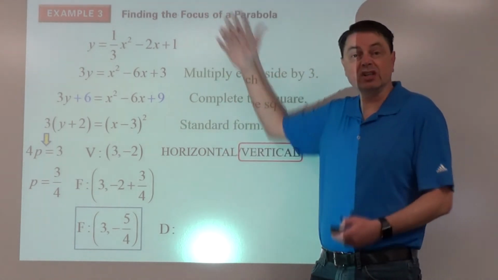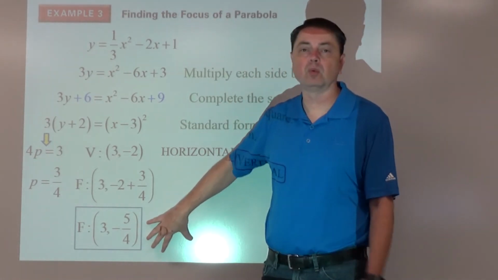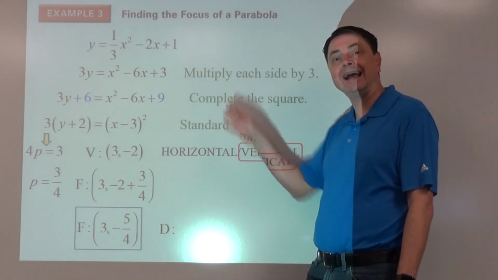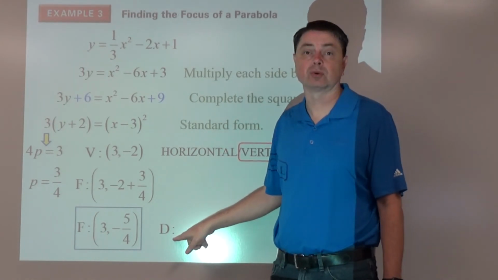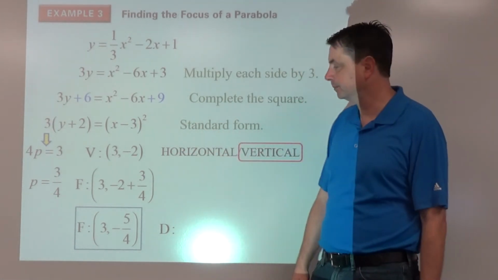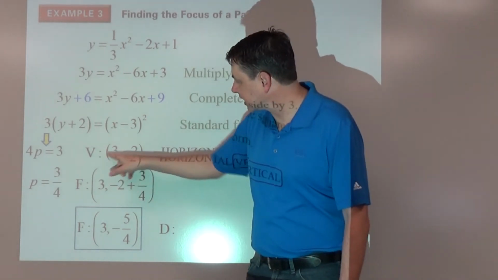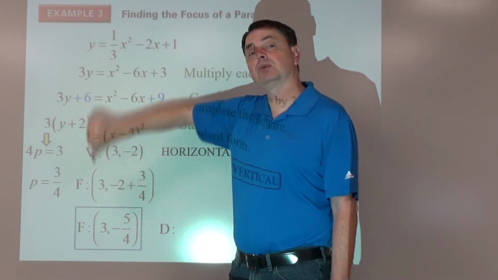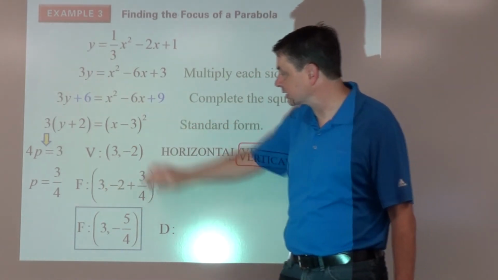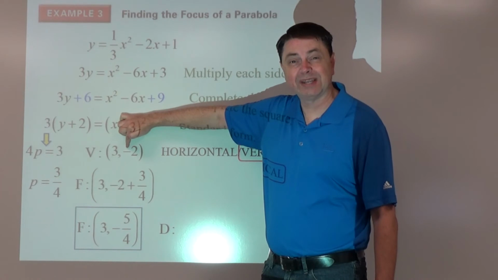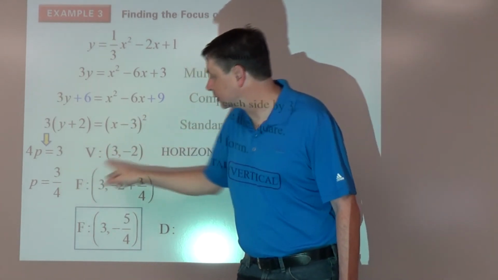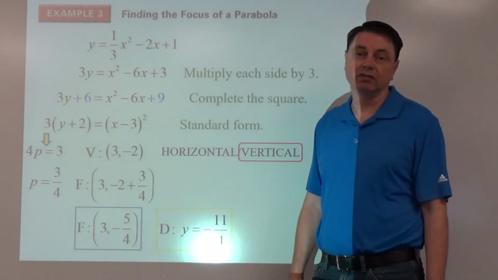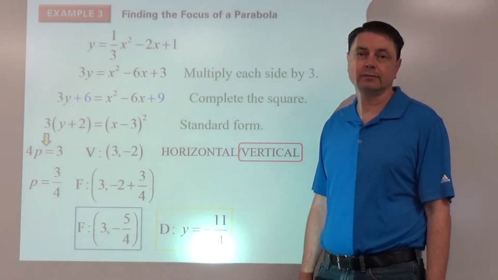Now, it didn't ask for it originally, but what if it did? What if it said, where's the directrix? Well, if we've got a vertical axis, that means we have a horizontal directrix, so it's going to be y equals a number. If our vertex was (3, -2), and we went up 3/4 to get to the focus, then we would go down 3/4 to get to the directrix. Up and down is the y-coordinate, so we're going to subtract 3/4 from the 2. That gets us y equals -11/4 if we were interested in the directrix.